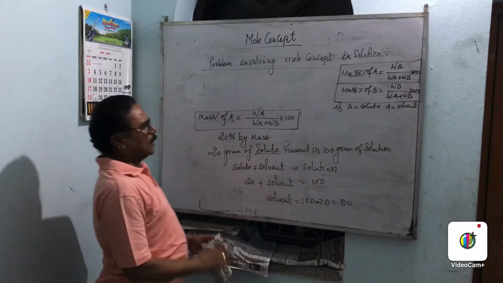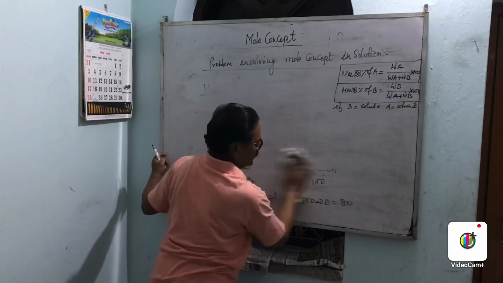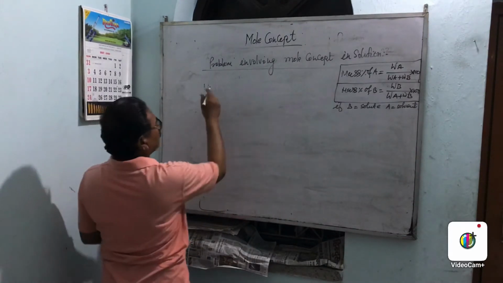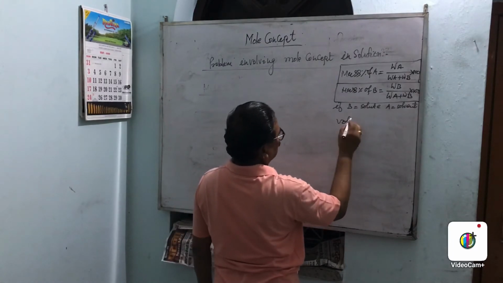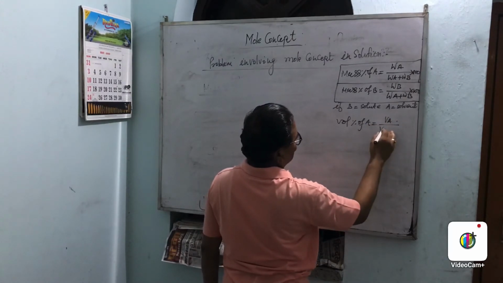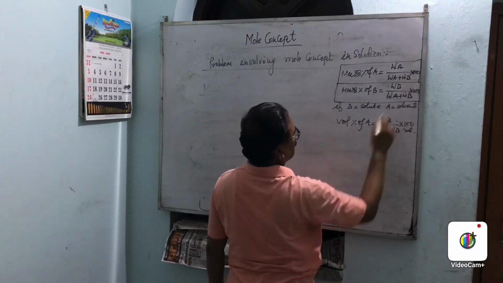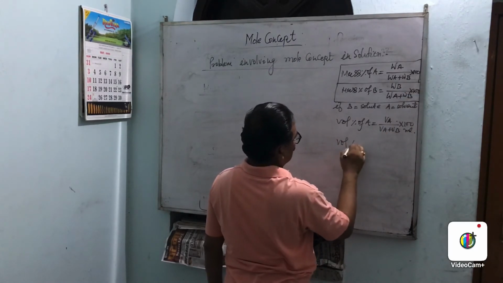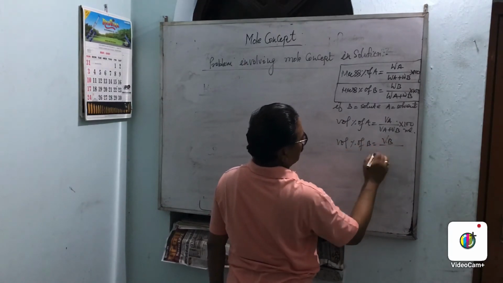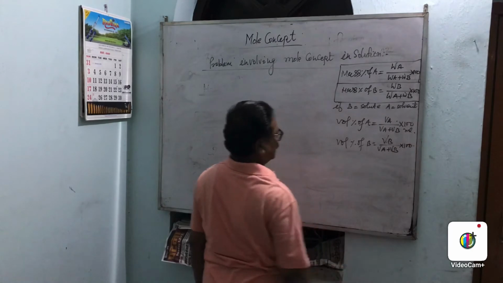Now similarly, that is volume percent if we take it. Suppose volume percent of A is VA by VA plus VB, multiplied by 100, in liter or milliliter. And the volume percent of B is VB by VA plus VB, multiplied by 100, in milliliter.